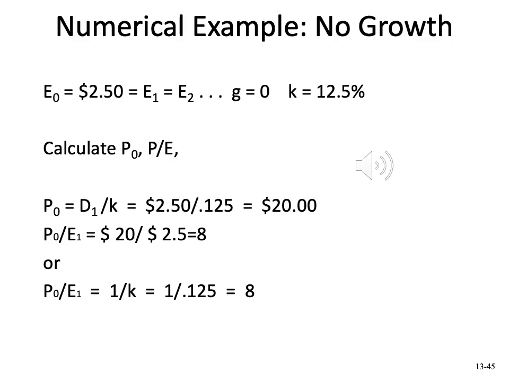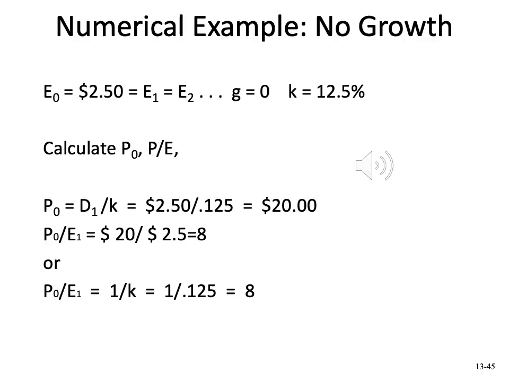P0 will be D1 divided by K. D1 equals E1 or E0, $2.50, because there is no growth, all earnings will be distributed as dividend. So the price is $20 in this example. The PE ratio will be the $20 price divided by $2.50 earnings. The PE ratio is 8. It means per $1 of earnings, the price is 8 times.